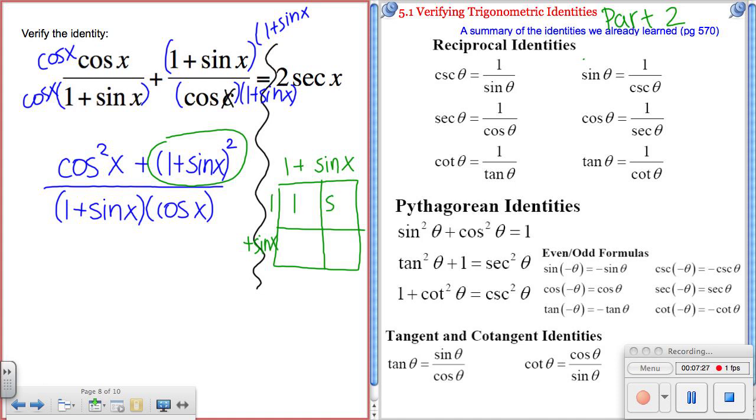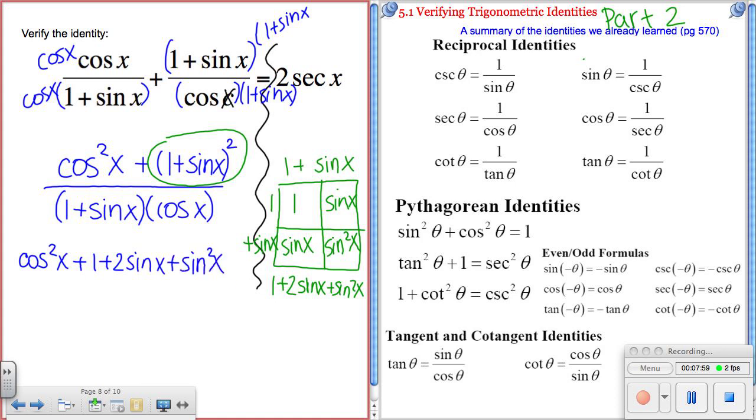When I multiply, I get 1, sine x, another sine x, and a sine squared x. So that's going to equal 1 plus 2 sine x's and a sine squared x. Let's go ahead and replace that in our fraction. Cosine squared x plus 1 plus 2 sine x plus sine squared x, all over, and we'll just leave our denominator the way it is for now.